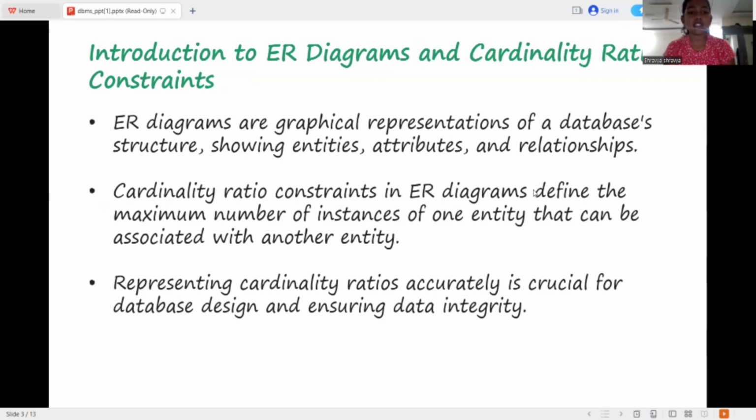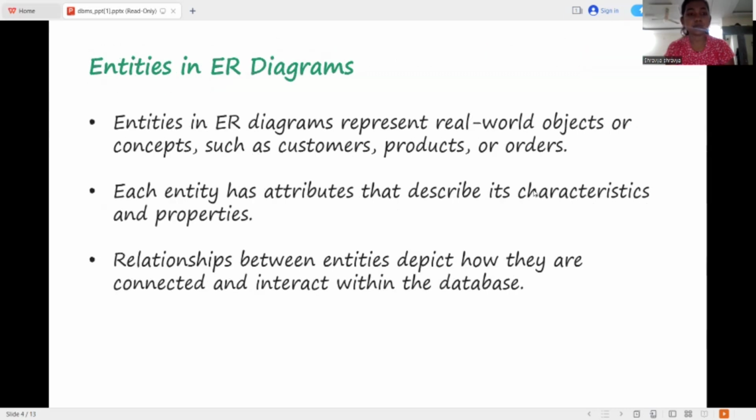ER diagrams are graphical representations of a database structure showing entities, attributes, and relationships. Cardinality ratio constraints in ER diagrams define the maximum number of instances of one entity that can be associated with another entity. Representing cardinality ratios accurately is crucial for database design and ensuring data integrity.